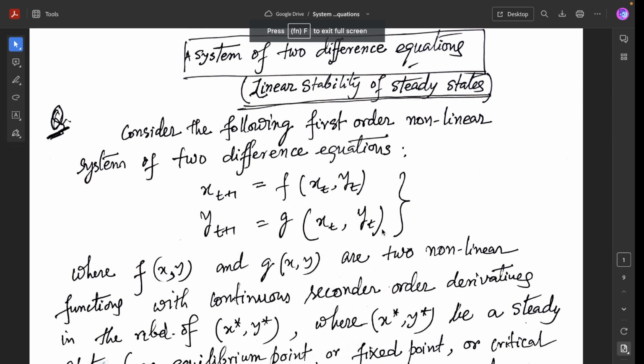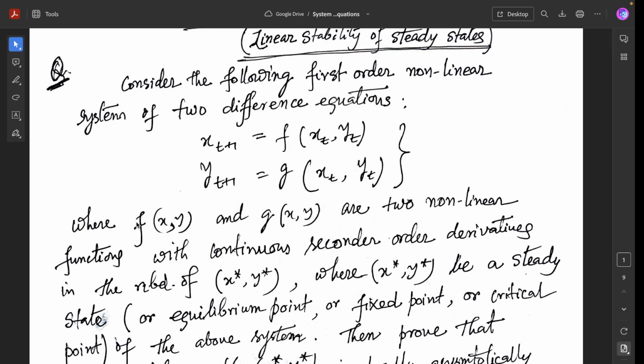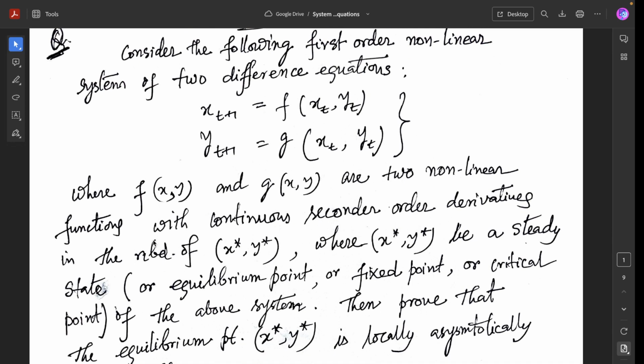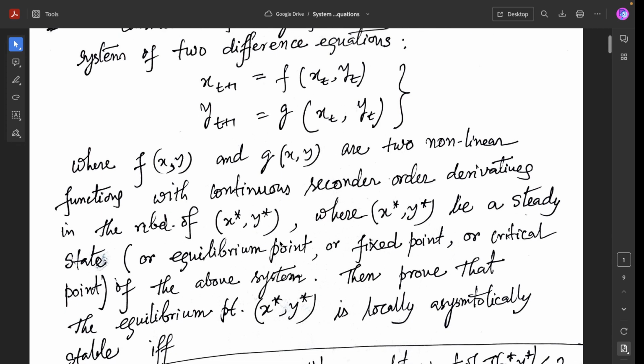The question is: consider the following first order nonlinear system of two difference equations, x_{t+1} = f(x_t, y_t), y_{t+1} = g(x_t, y_t), where f(x,y) and g(x,y) are two nonlinear functions with continuous second order derivatives in the neighborhood of (x*, y*), where the point (x*, y*) is a steady state or equilibrium point or fixed point or critical point of the above system.